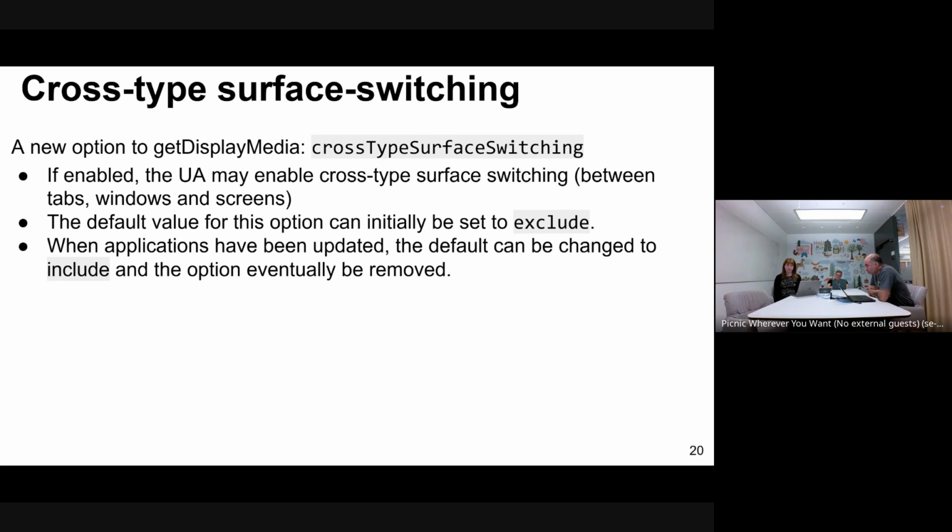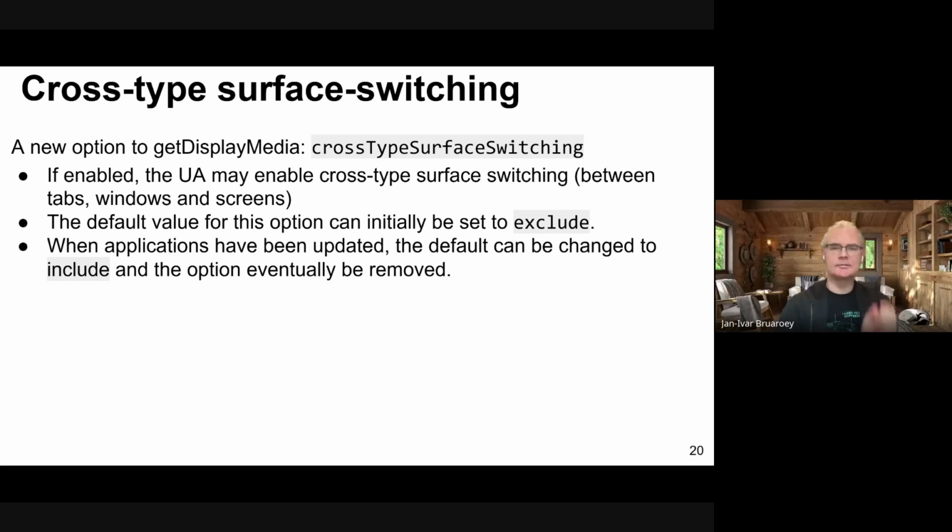So the things that I know of is that there are applications that absolutely do not want to share the whole screen. The way they currently accomplish that is, if the user chooses a screen in the picker, they will just abort the capture, and this would be a loophole. If you introduce cross-type surface switching, that will be a loophole which breaks these applications, which I believe is problematic. It would break existing applications.